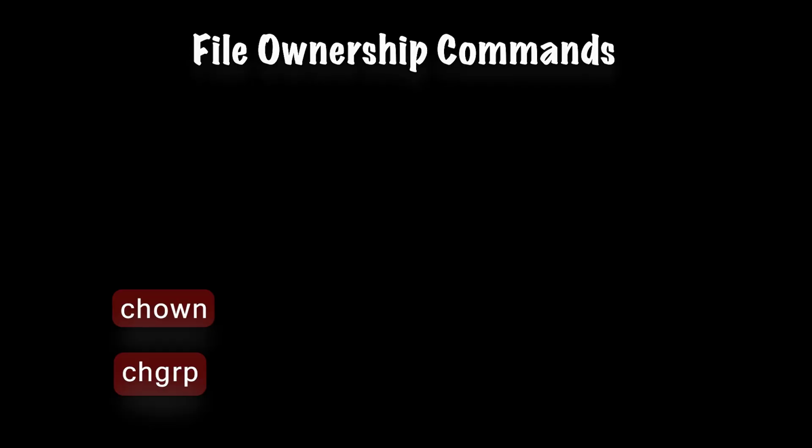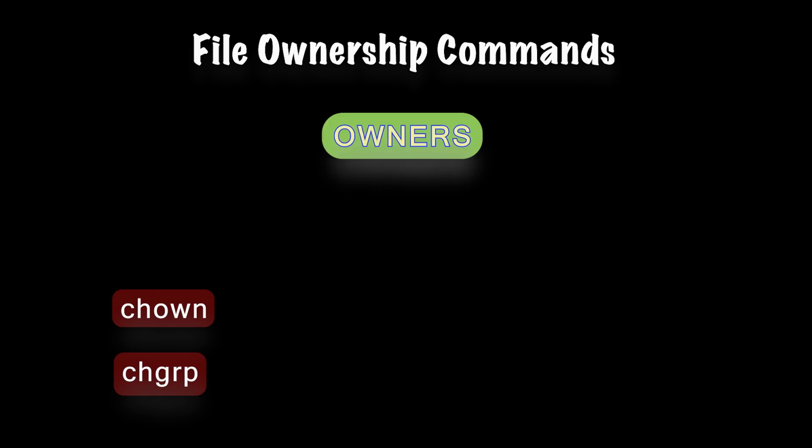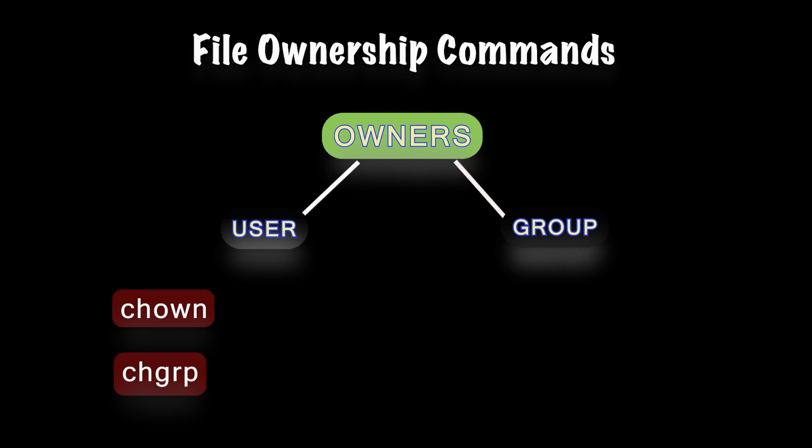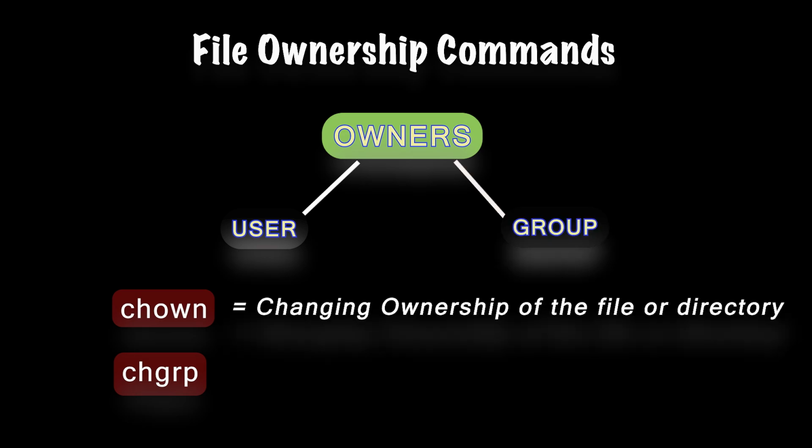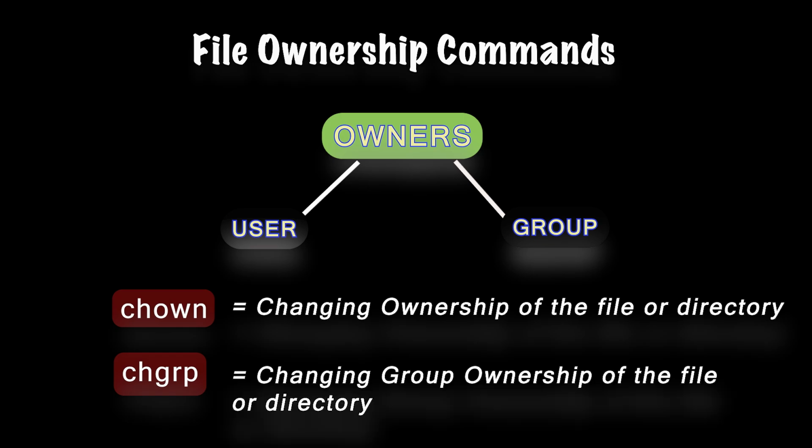In today's video, we will talk about file ownership commands, which are chown and chgrp. In Linux, there are two owners of a file or a directory. A user, one who creates the file or a directory, and second one is a group. The first command is chown. If you want to change the ownership of a file or a directory, then this command is used. And the second is chgrp, which means change group ownership.